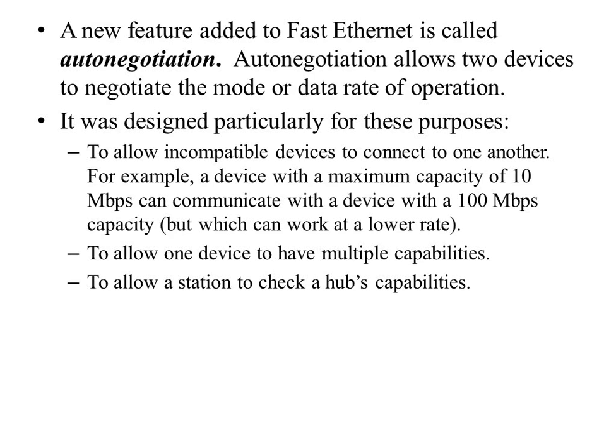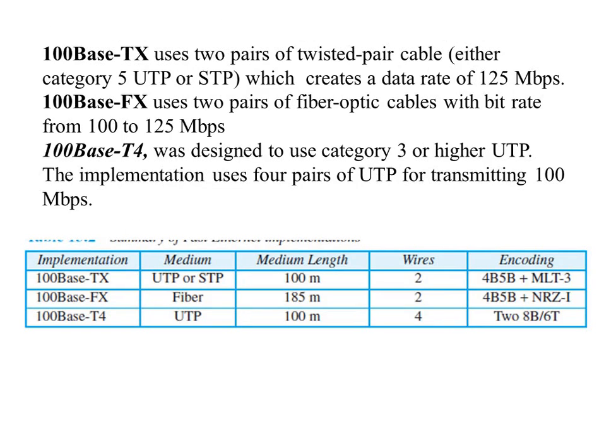Now to allow one device to have multiple capabilities, and it allows one station to check the hub's capability also. So multiple devices' capability can be checked, hub capability can be checked. So this is the auto negotiation feature that will get added to the device. Now, we have already seen in standard Ethernet, it will be using 4 types of cables, but fast Ethernet will be using 100 Mbps.